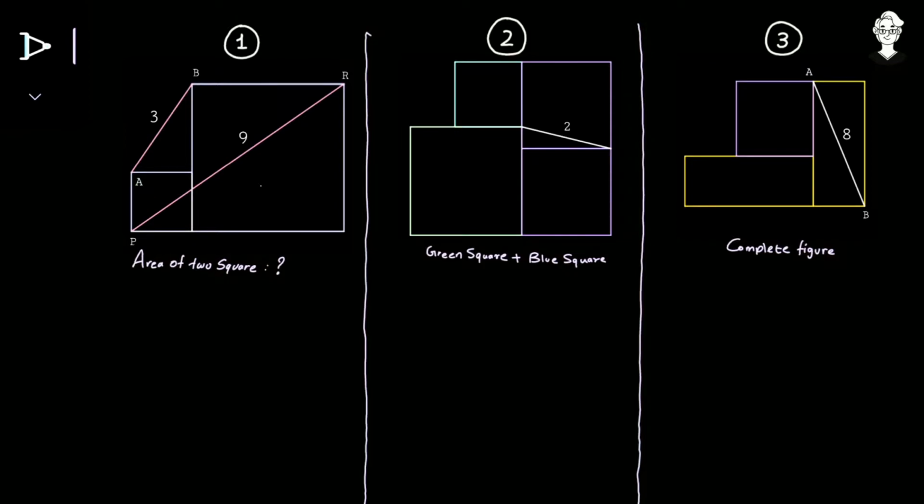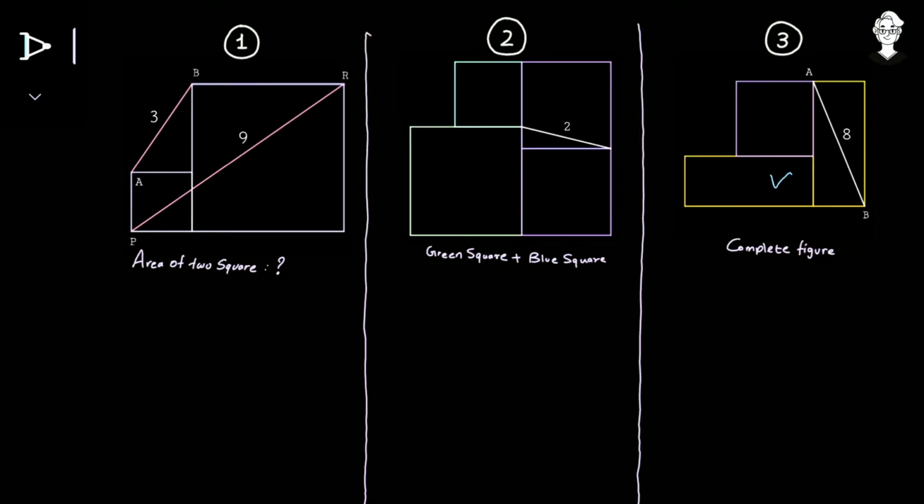The given data of the first one is that these two quadrilaterals are perfect squares and the lengths of these line segments are 3 and 9, and you have to find the combined area of these two squares. In the second one, these four are perfect squares, out of which this and this are congruent, and the length of this line segment is equal to 2. What you have to find is the combined area of this square and this square.